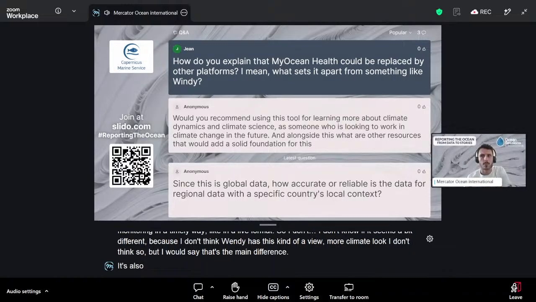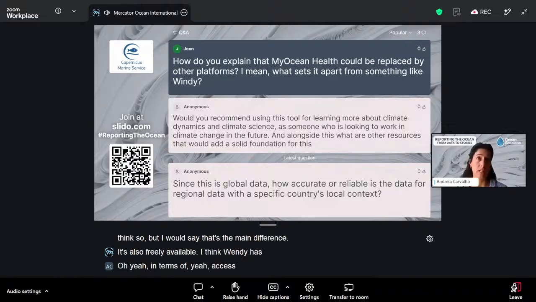It's also freely available. I think Windy has. Oh yeah, in terms of accessibility, definitely. All these resources are freely available.